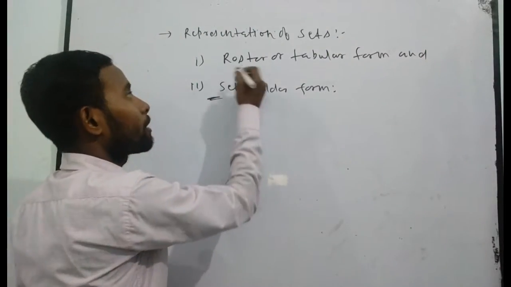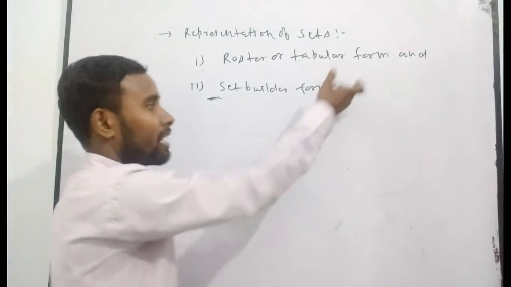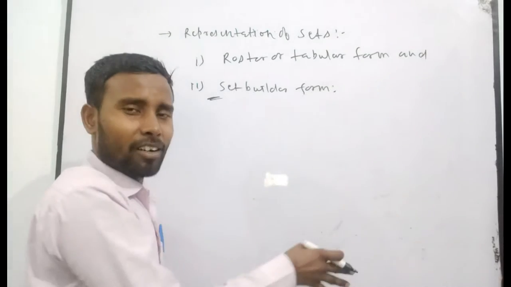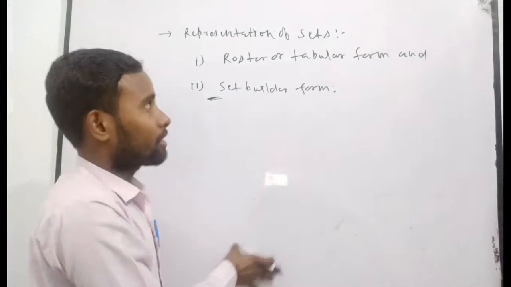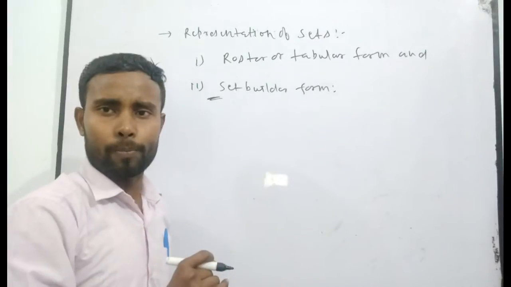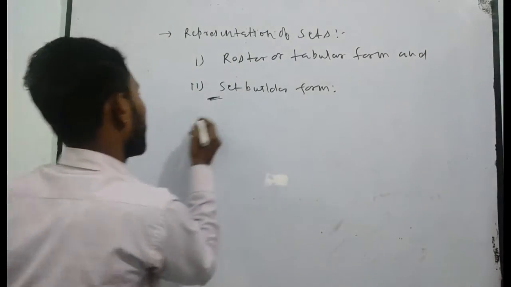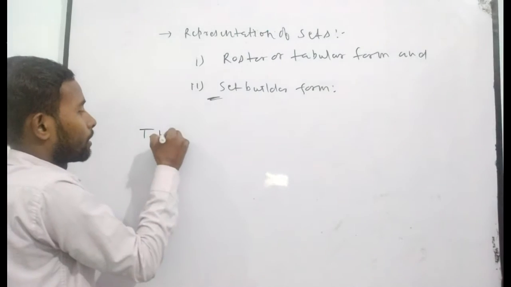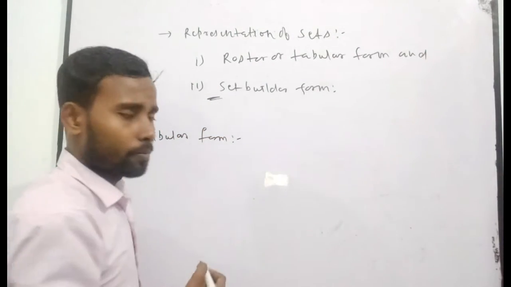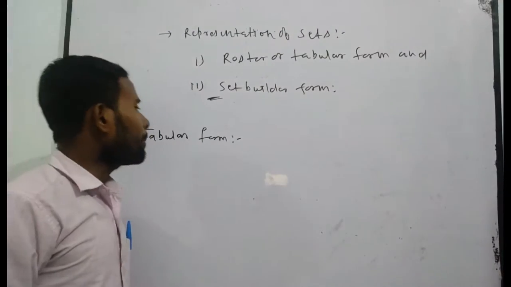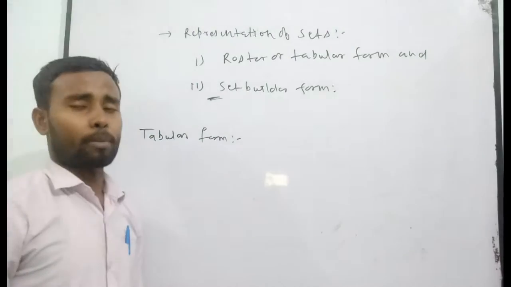And first will be roster and tabular form. I have not explained it, but I have already taken all examples in the form of roster or tabular form. Further, I want to explain about it. What is the meaning of tabular or roster form?